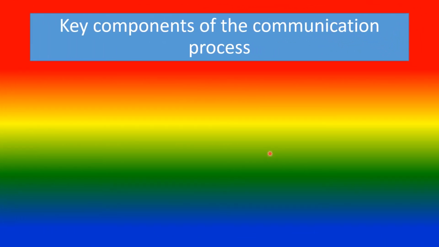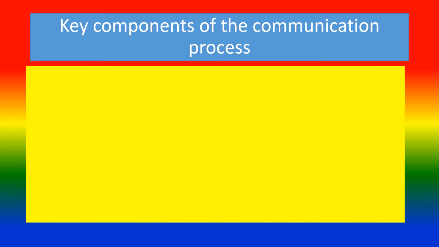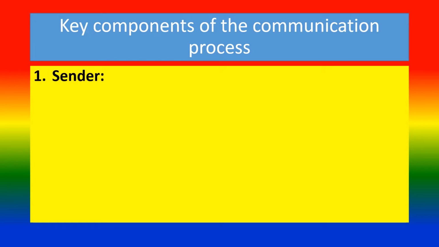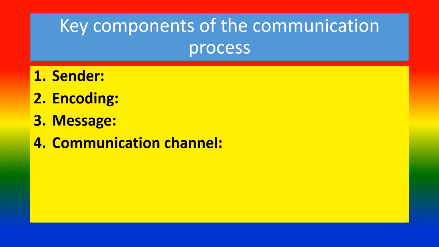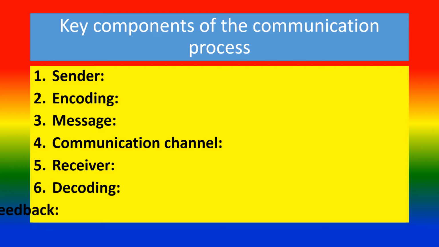Key components of communication process. First component, sender. Second, encoding. Third, message. Fourth, communication channel. Fifth, receiver. Sixth, decoding. Seventh, feedback.